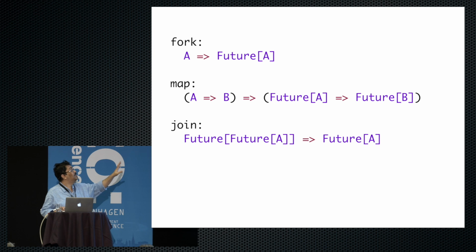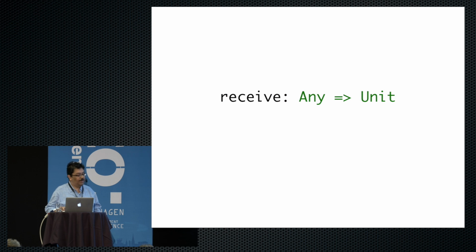futures have an algebra. You can fork a future, you can lift something into the context of a future. You can do a map over a future, you can join over a future. Future is a monad. But for an actor, it's something like this. So you can do almost anything with an actor.